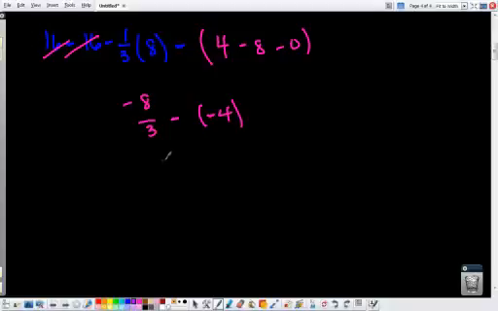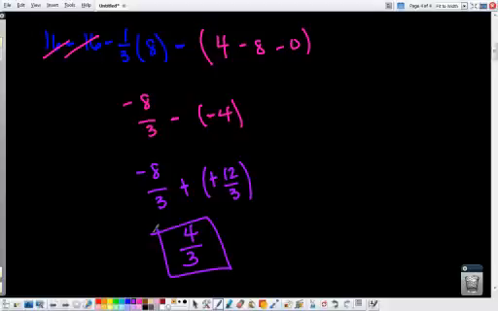Alright, so I'm going to go ahead and rewrite this with the common denominator. So negative 12/3, like that. So now I have negative 8 plus 12/3, and that gives me an area of positive 4/3, which it should be because it's above the x-axis. Alright, there you are. Test review question.